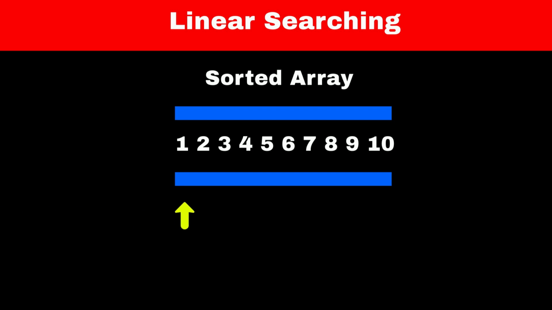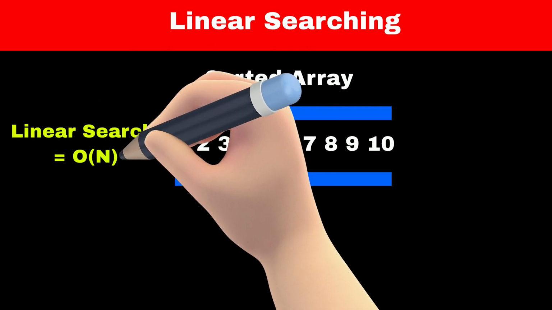If the element is not found at the first index, then we will search for a second index. And if element is not found at a second index, then we will go for the third index and so on. In this way, to find the element 6, we have to compare 6 elements. And if element is not present in an array, then we will end up in searching all the elements. So the time complexity will be big O of n.